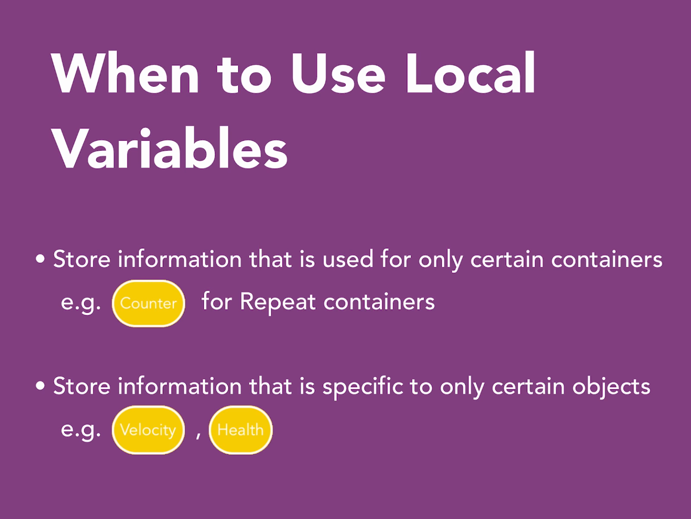When do you use local variables versus other variables? If you want variables to exist only for a specific object or within a specific container, you can create a local variable. For example, you can use local variables when you're working with repeat containers and need a variable that will mainly be used only for the repeat container, like a counter. You can use local variables to store information on things such as velocity, health, and other information that is specific to just certain objects and not all objects in the project.